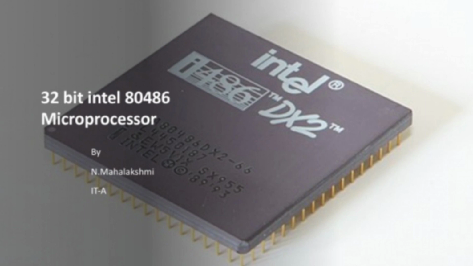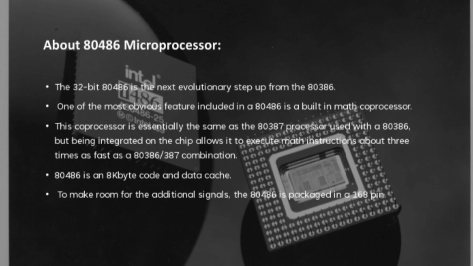Today I'm here to explain about the 32-bit Intel 80486 microprocessor. Let's get on to the topic. Firstly, we are going to see a small introduction about the 80486 microprocessor. It is a 32-bit processor and the 32-bit 80486 is the next evolutionary step up from the 80386.